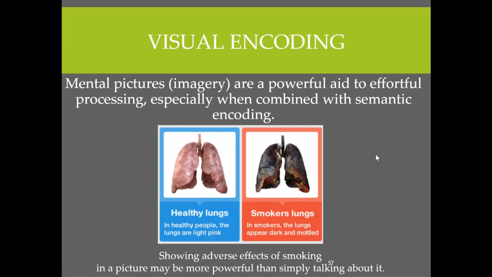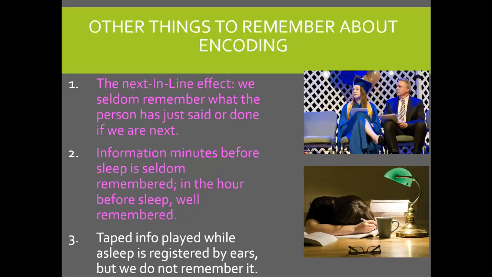Visual encoding is very strong, like saying you shouldn't vape, and then you see healthy lungs versus vaping lungs, or somebody who's in the hospital from vaping. Next in line effect, we tend not to remember what somebody said just before us because we're next in line. We're like, oh, what am I going to talk about?